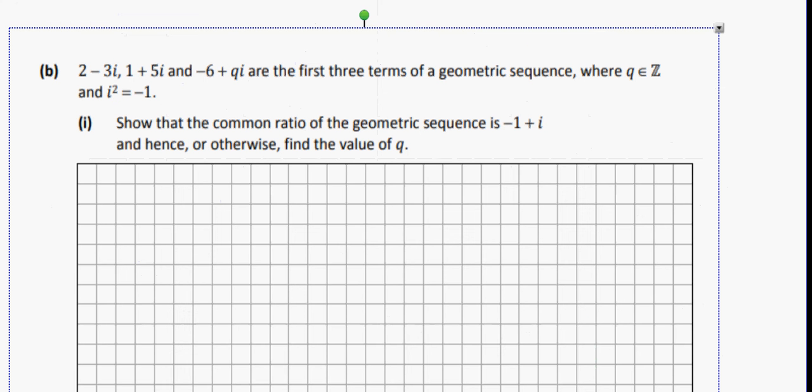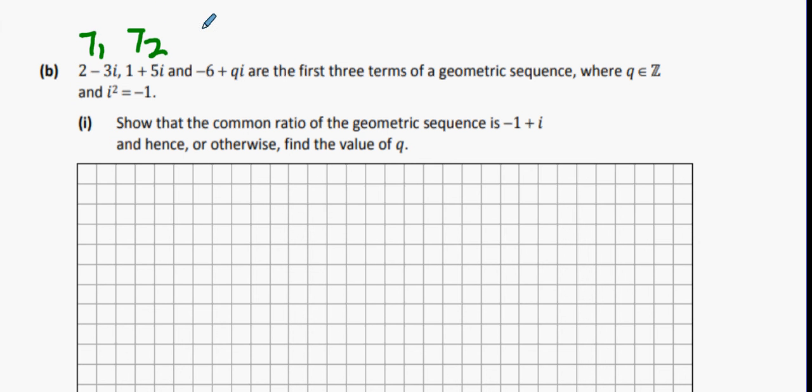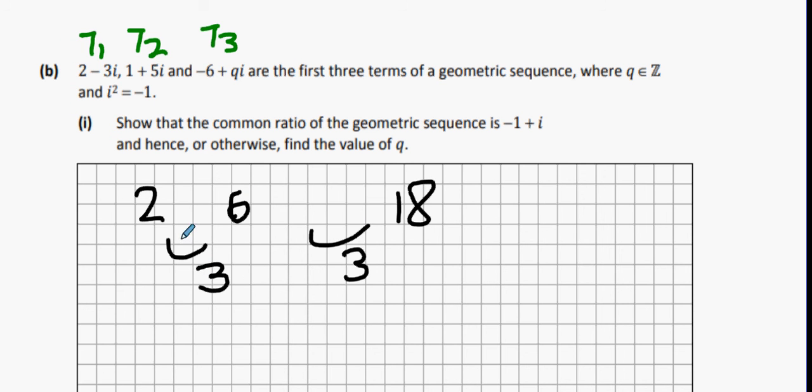Now, we've got a bit of complex numbers thrown in, just to make things nice for us. Okay, so here's what we're going to do. That's T1, your T2, and your T3. Okay, and it's a geometric sequence. Now, if you remember what a geometric sequence is, it'd be something like 2, 6, and 18. You see that there's a common number that you multiply by.